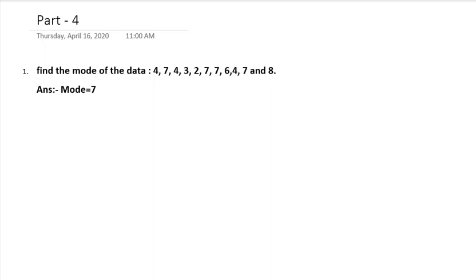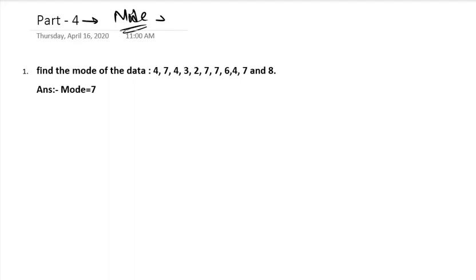Start with part 4 of maths chapter measures of central tendency, and this part is mode. Okay, so what is mode? Mode is the value which occurs most frequently in a set of observations. It is the point of maximum frequency.